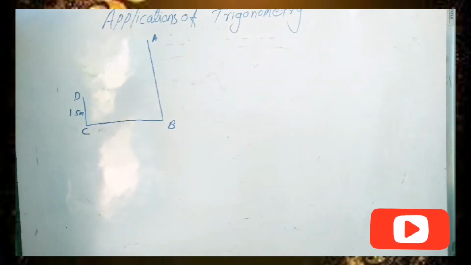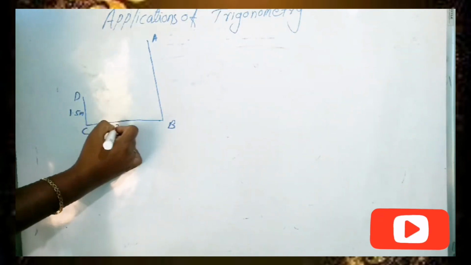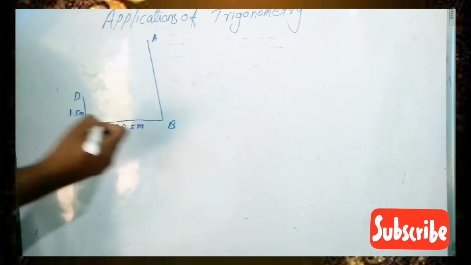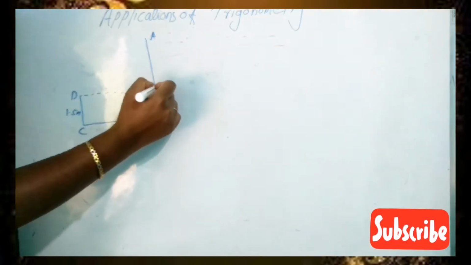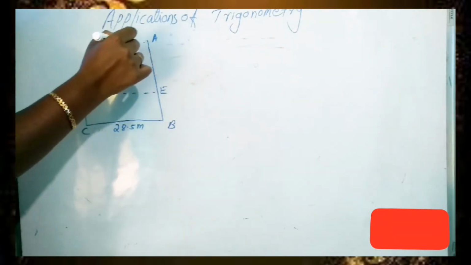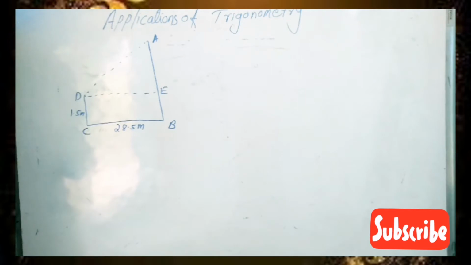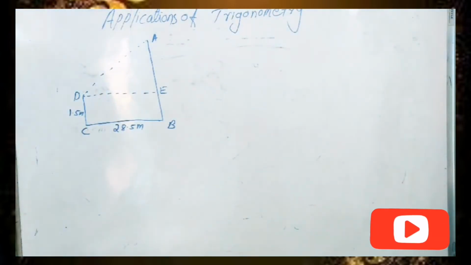And one more piece of information is given: she is standing 28.5 meters away from the chimney. So this is 28.5 meters. Now we need to find the height of the chimney, that is AB. I am going to draw one more line, that is DE, and join these two points A and D.